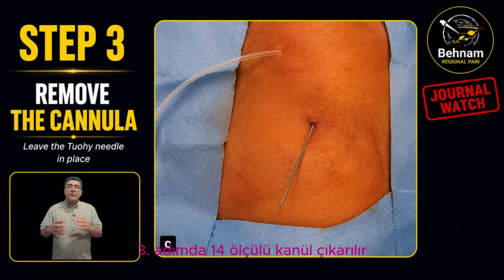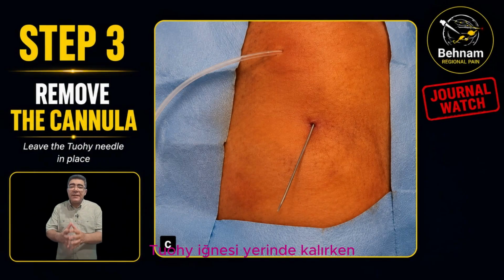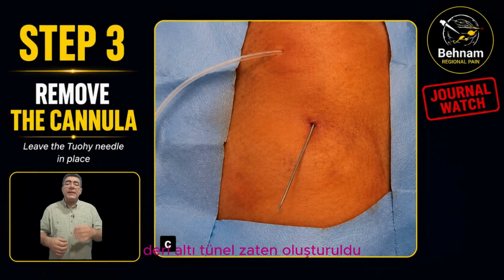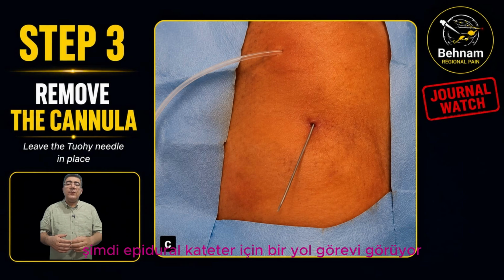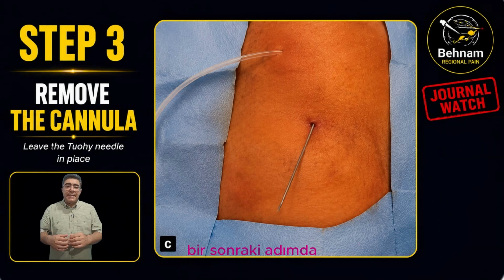In step 3, the 14-gauge cannula is removed while the toy needle is left in place. At this stage, the subcutaneous tunnel has already been created and the toy needle now serves as a pathway for the epidural catheter in the next step.